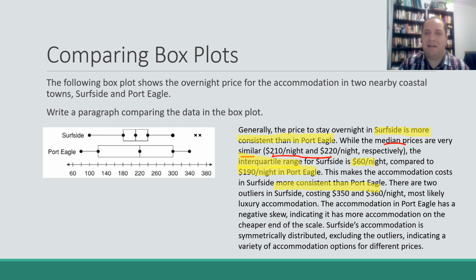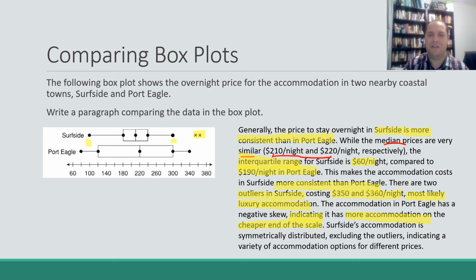Then discussing the outliers. So we've got some outliers in Surfside, and again pointing out those values. I've even given a bit of an explanation, most likely luxury accommodation. So we've got our luxury accommodations probably up here, but most of the other places of accommodation are in that lower range between 100 and 300. Right, in terms of skew, the accommodation in Portugal has a negative skew, indicating that it has more accommodation on the cheaper end of the scale.